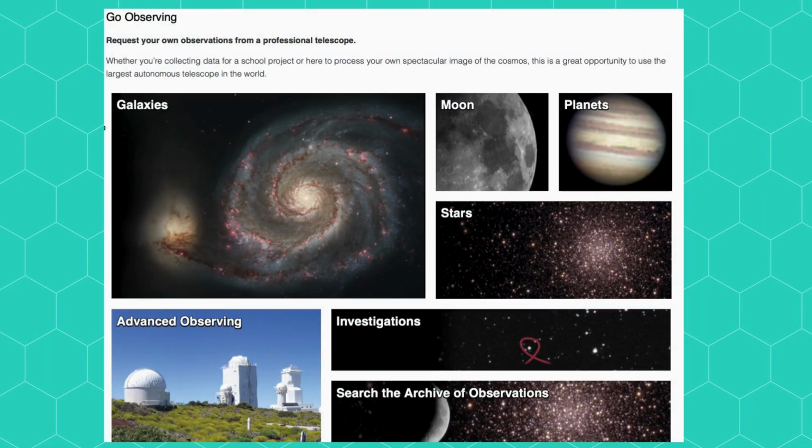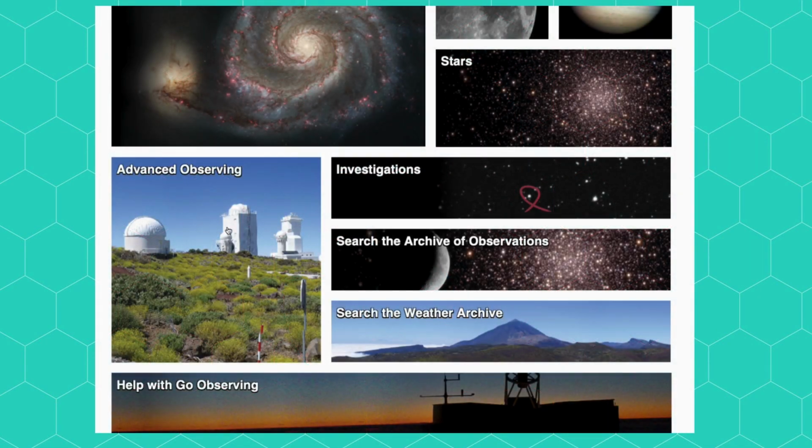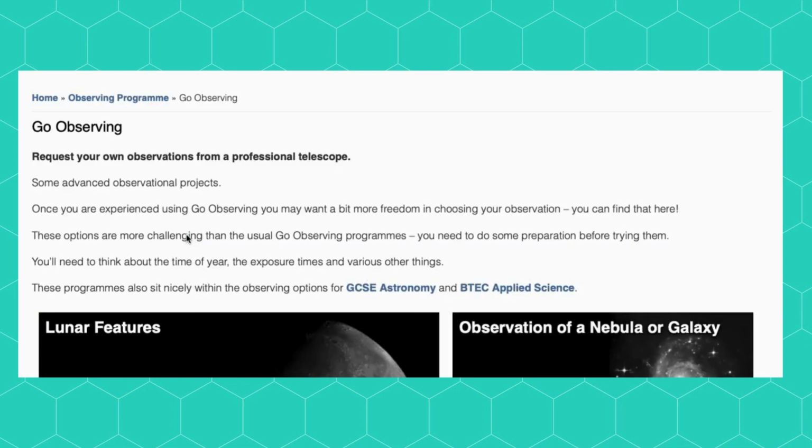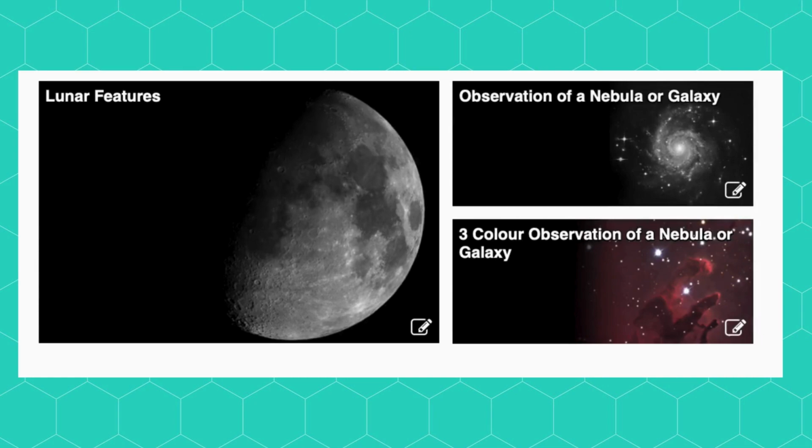Here you will see there's a range of options, from observing galaxies to the planets and the moon. But when we scroll down the page, we'll see the next step. Step 3. Click on the Advanced Observing button. Here you'll see a range of options, good for more extended projects like GCSE astronomy.